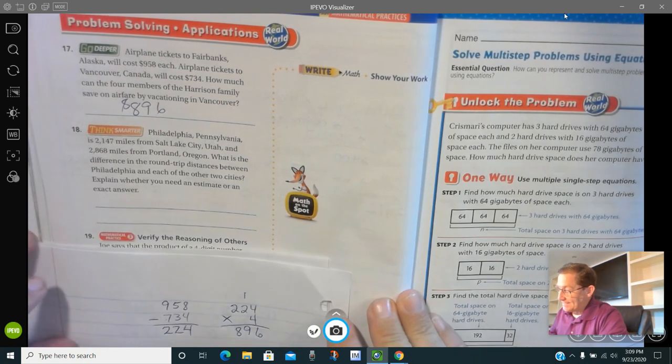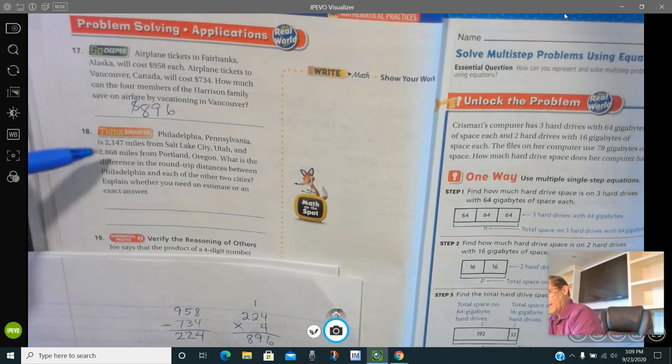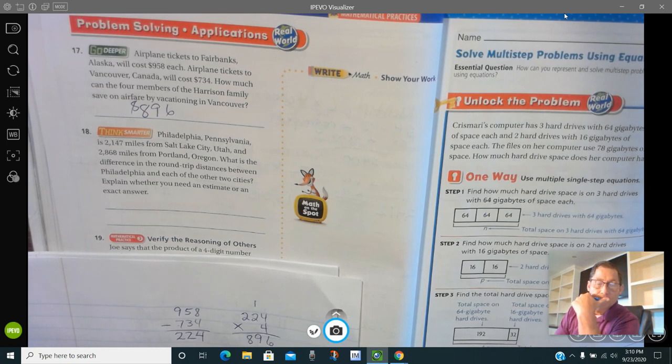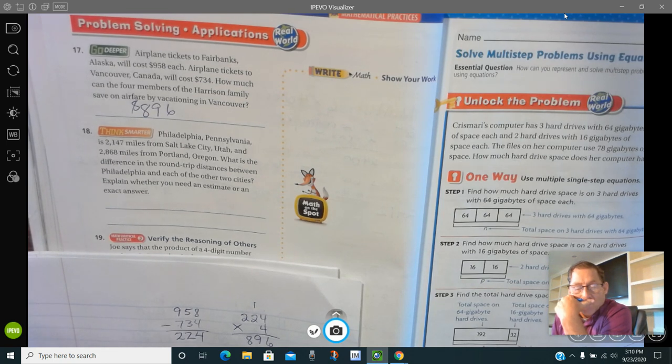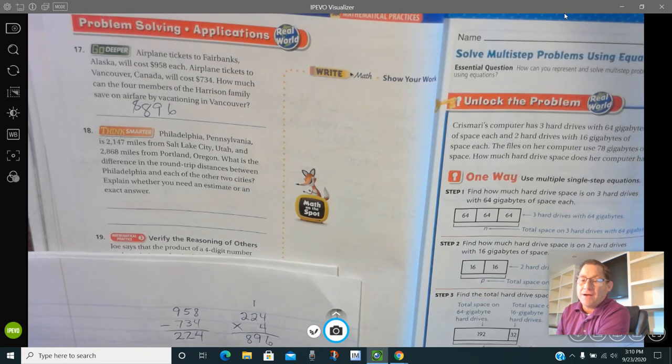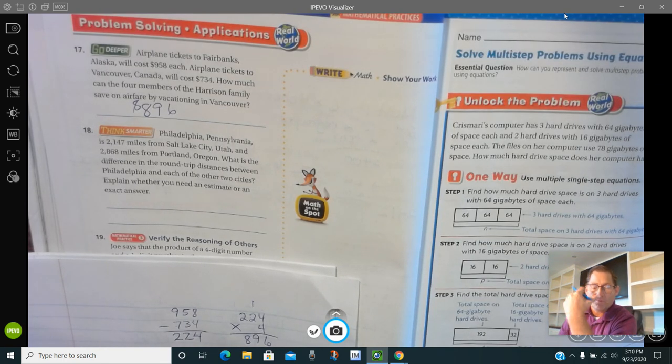Okay. Number 18. Philadelphia, Pennsylvania is 2,147 miles from Salt Lake City, Utah, and 2,868 miles from Portland, Oregon. What is the difference in the round trip distances between Philadelphia and each of the other 2 cities? Explain whether you need an estimate or an exact answer. So we want probably an exact answer because it's saying what is the difference. It didn't say about how much. Okay, so we'll probably want an exact answer.